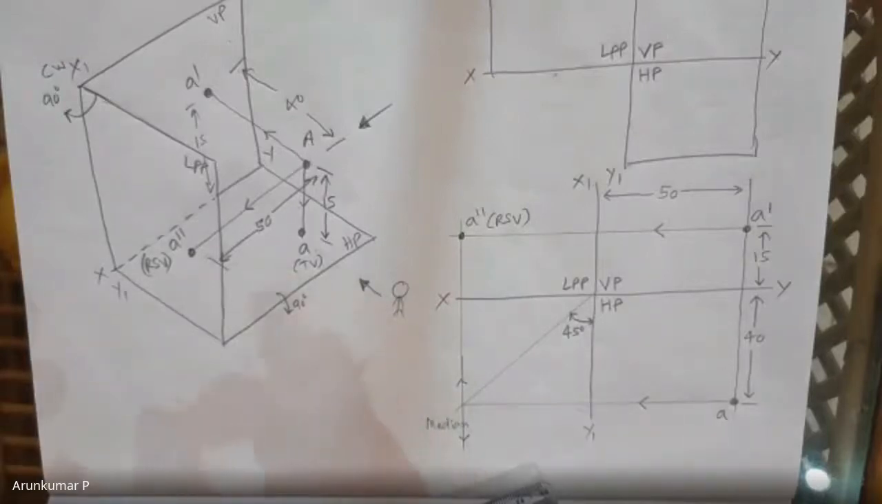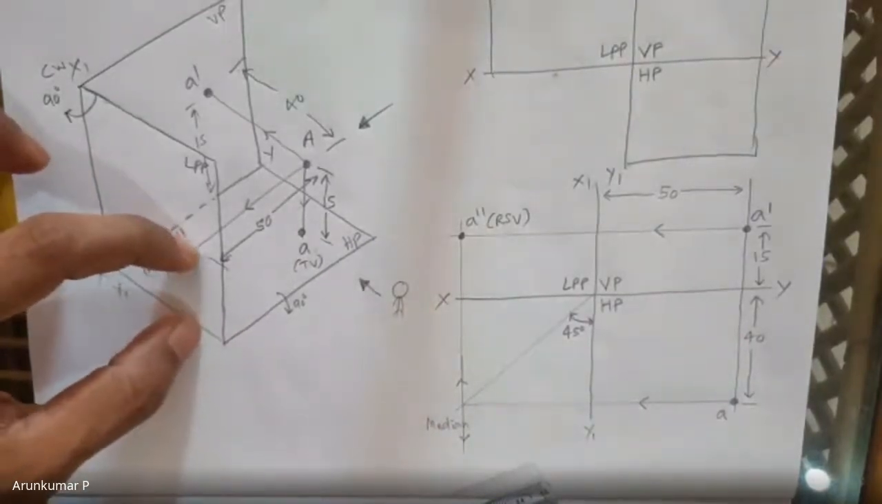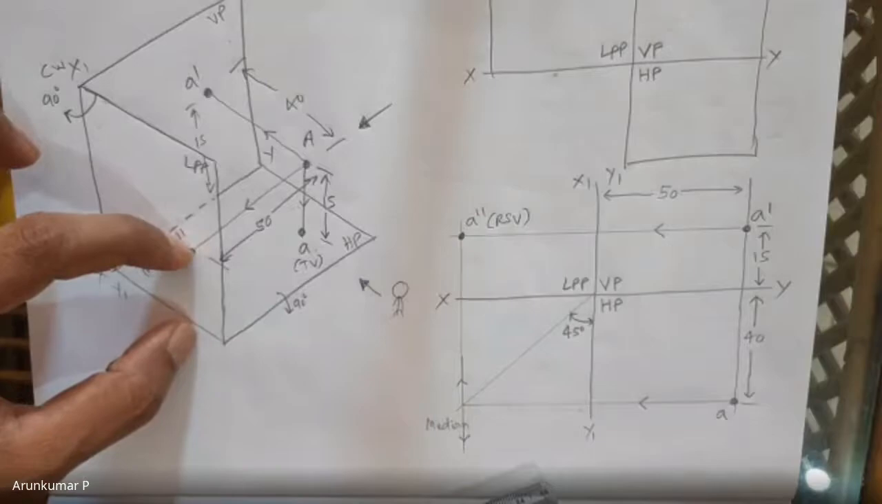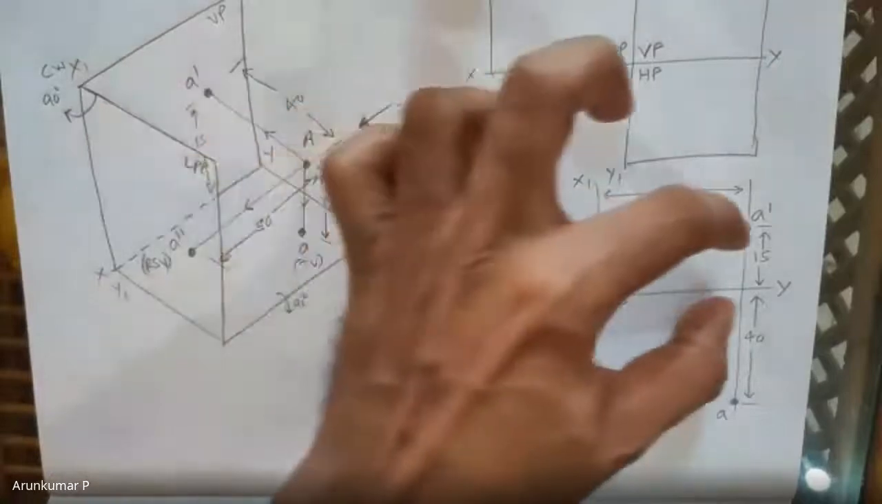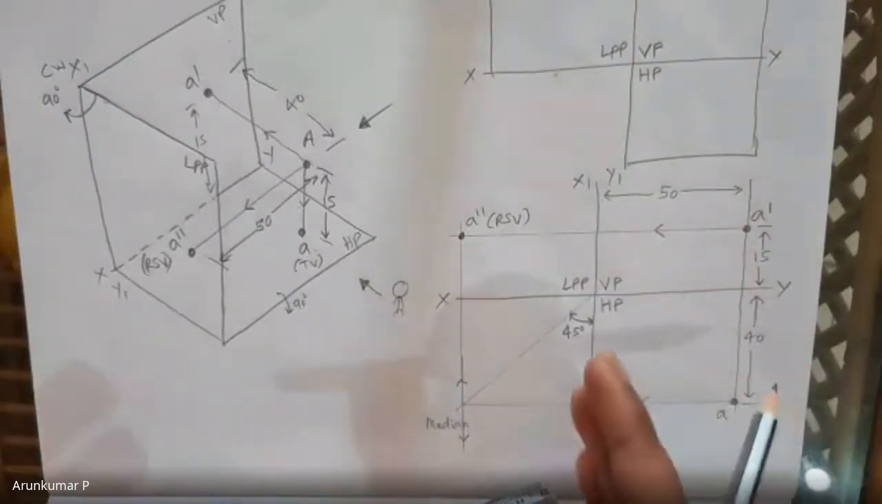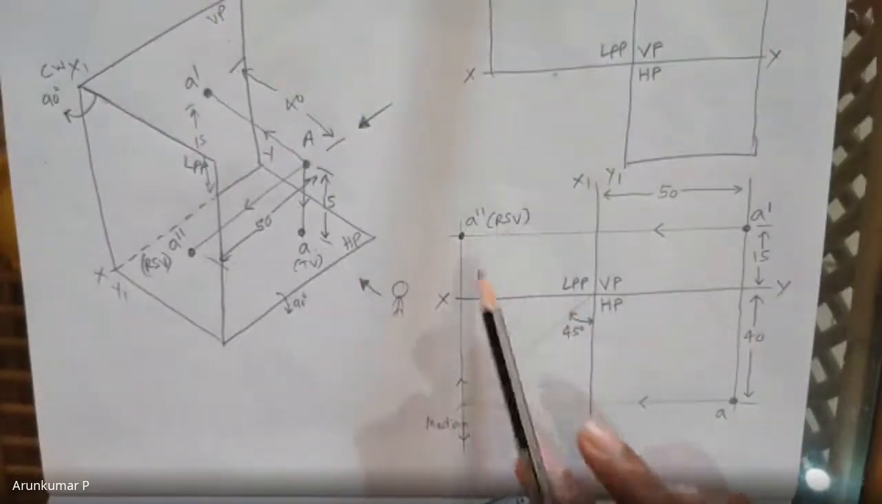And just to confirm whether whatever you have done is correct or not, you can cross check. See, A double dash is at what distance from this XY line? How much is this distance? 15 mm. See here, 15, 15. So the level is correct. So this is very similar to what we have discussed in the previous case for the right profile plane. This is how you have to deal with the side view when it is on the left profile.